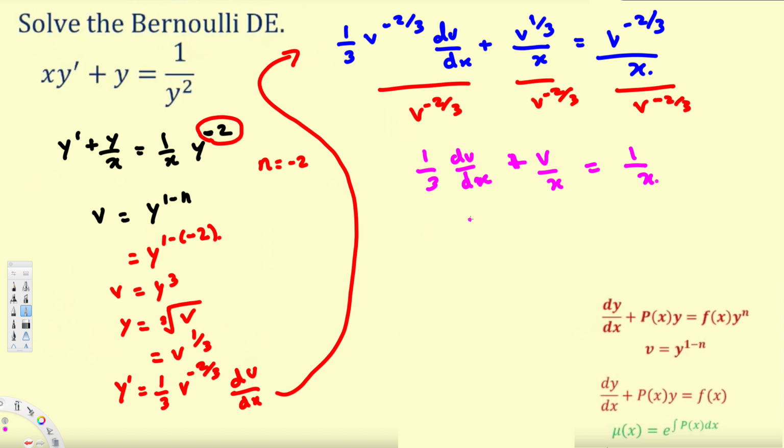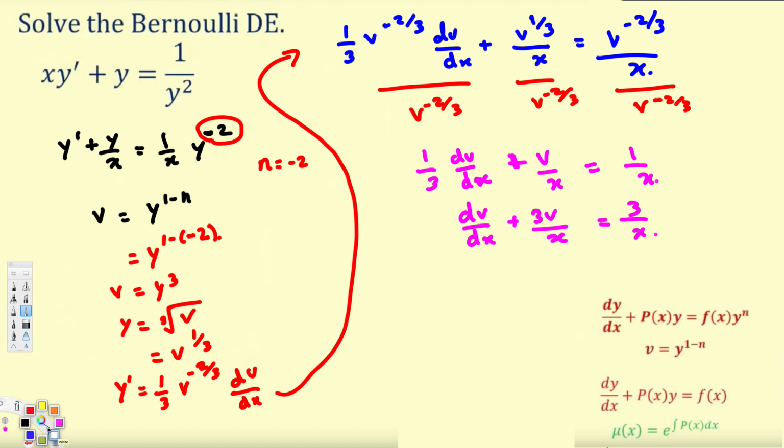So if we multiply everything by 3, this is going to become dv by dx plus 3v over x, and on the other side of the equation we are going to have 3 over x, and this is what we have right now. And the next step is we have this one, and we found out. So now what we have to do is find the integrating factor.